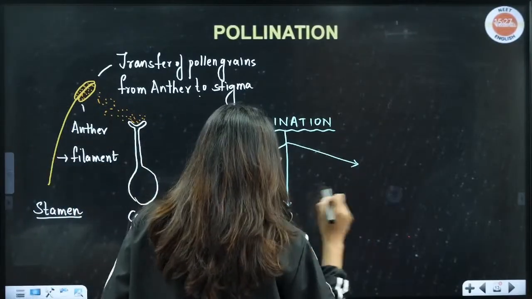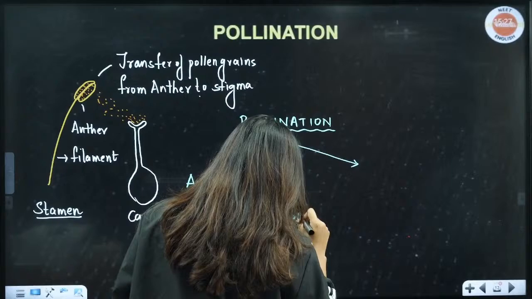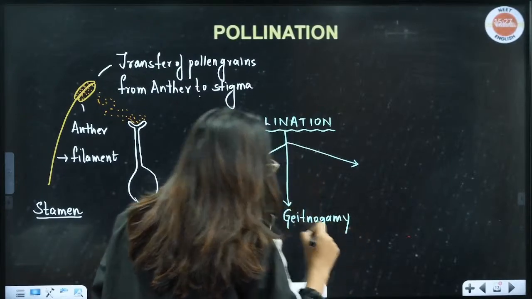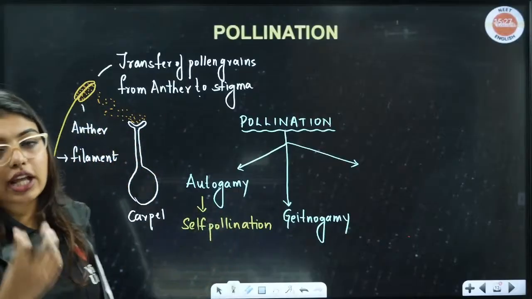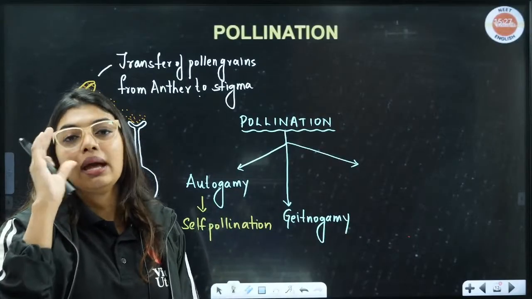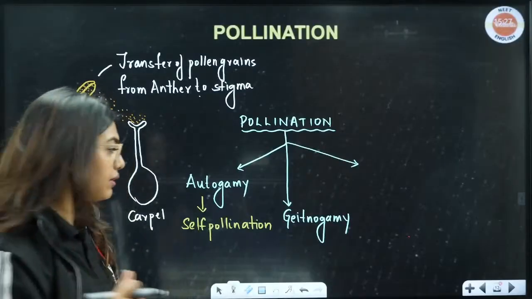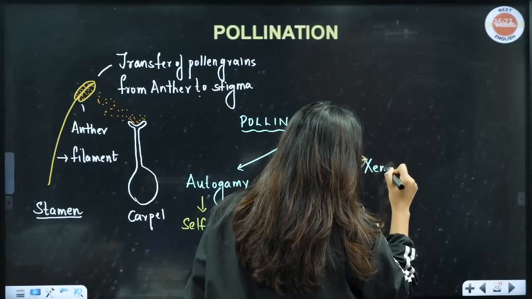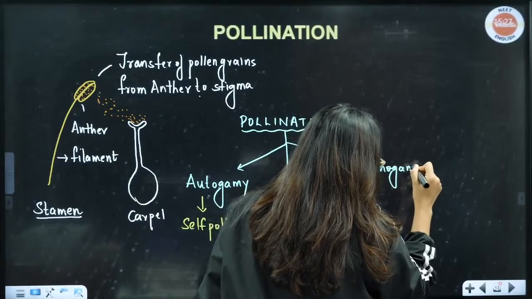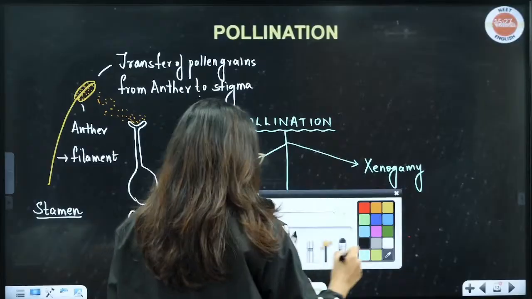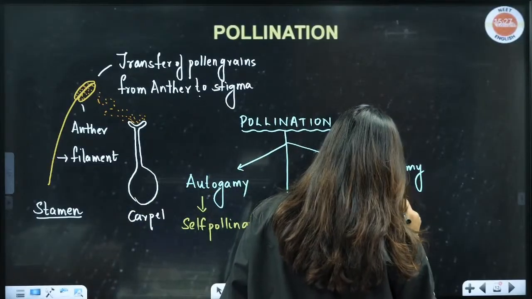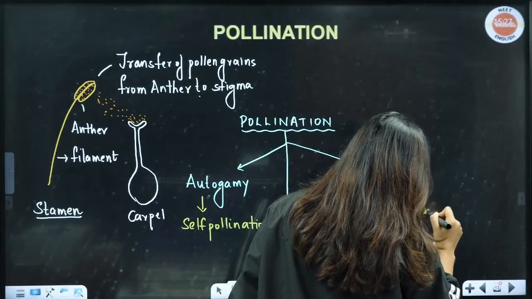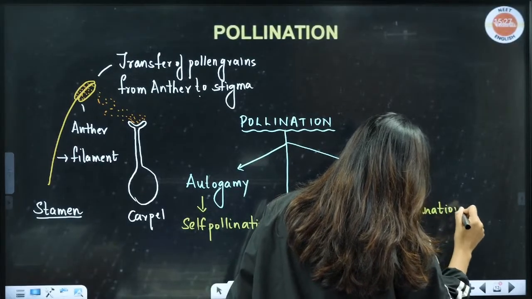Second one, students, geitonogamy. You wouldn't have studied this. The term might look like, oh my god, what is this geitonogamy? But let me tell you, it is not such a big word. I will teach you the meaning of this. And then we have xenogamy. Xenogamy, students, you know, we generally call xenogamy cross pollination.